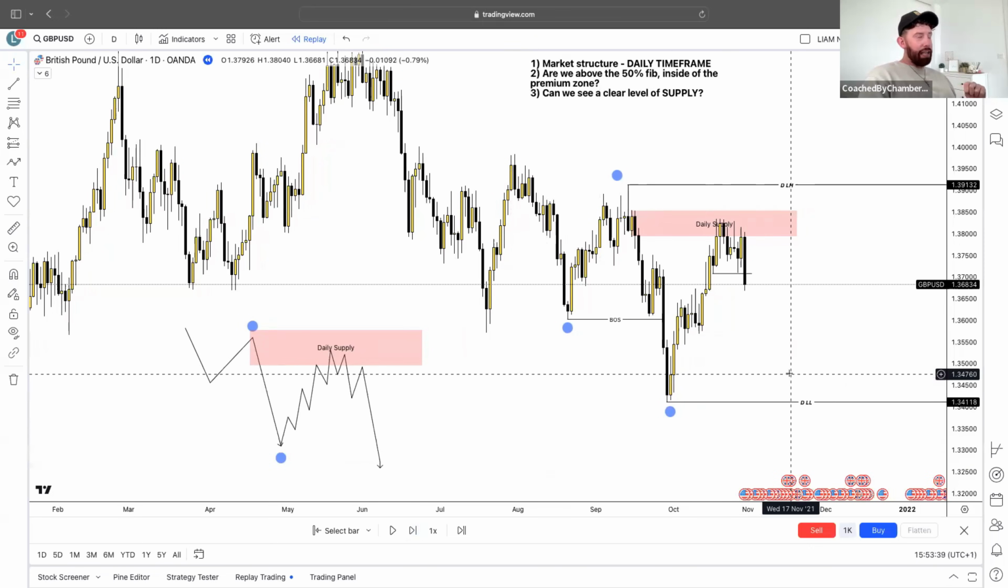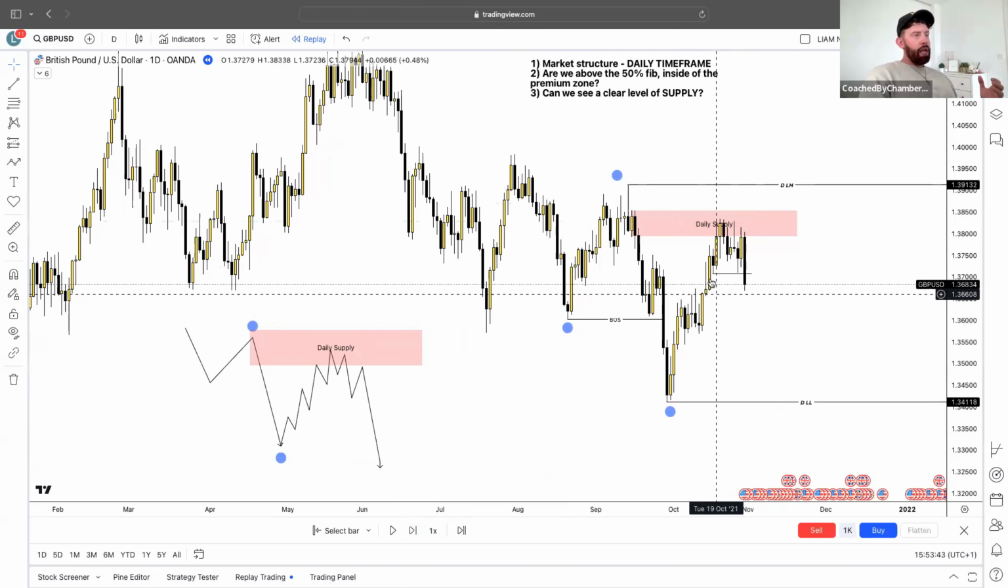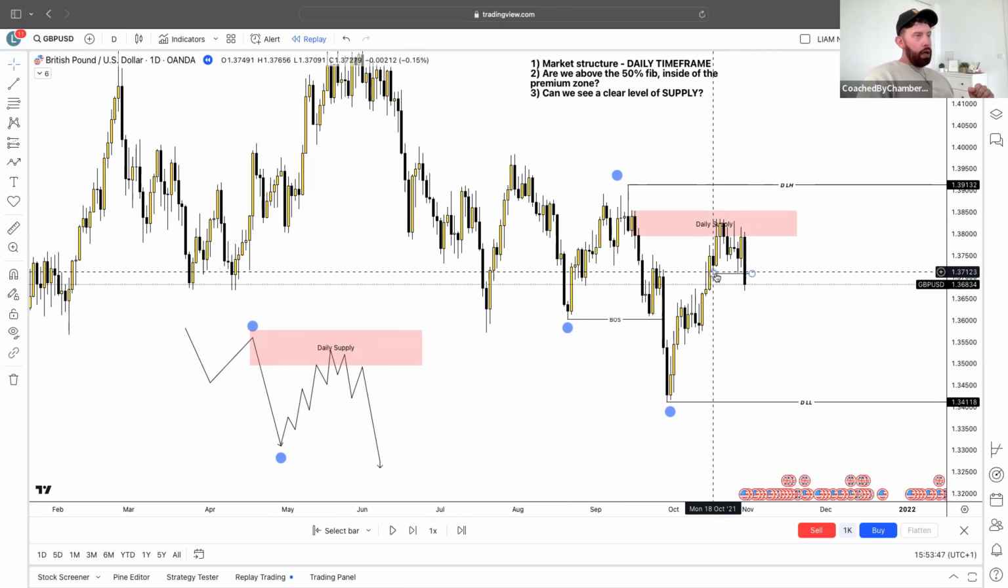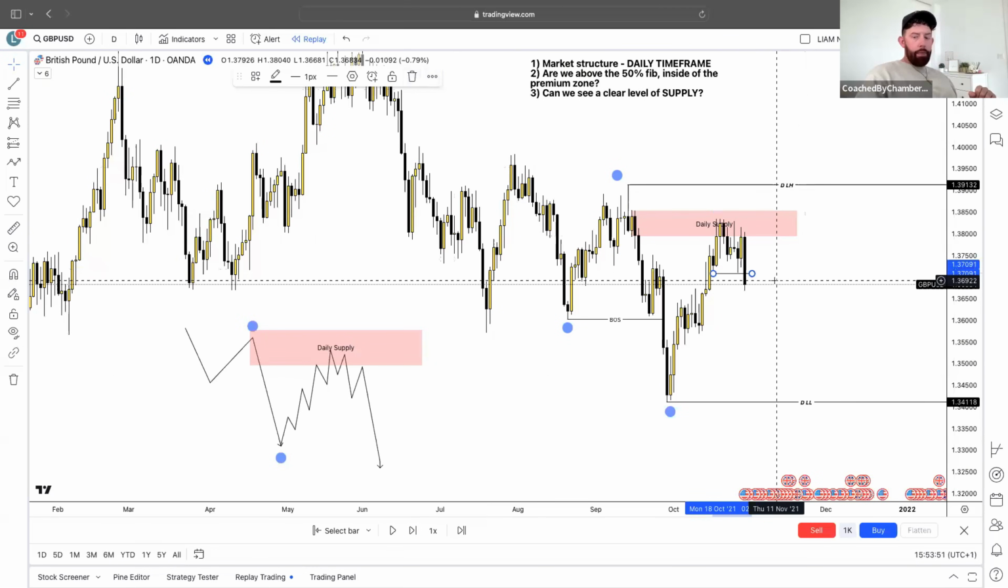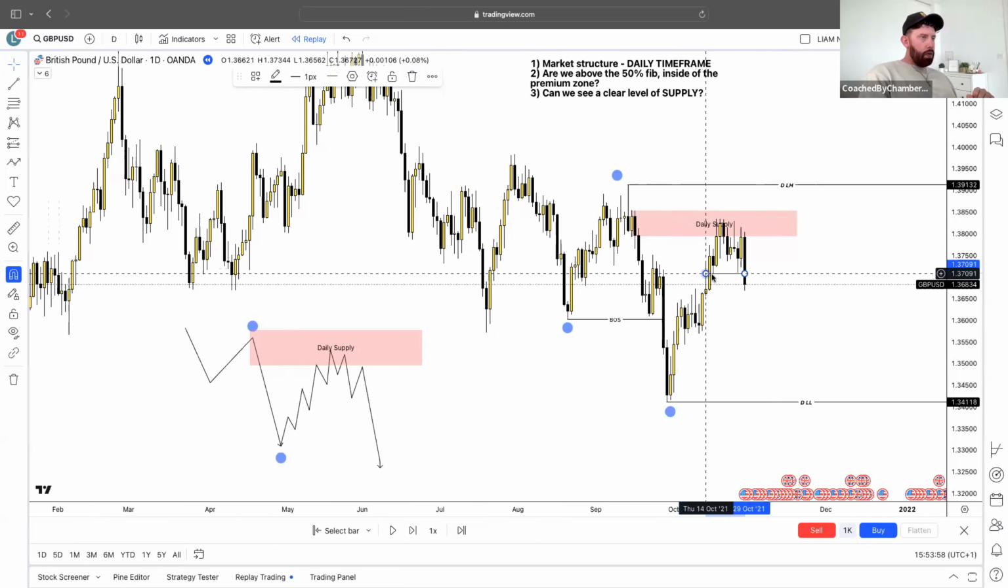So as you guys can clearly see, with patience, we've reacted out of this daily supply and we've broken this 4-hour higher low. And now we have a complete new range. So with that being said, let me just move this here and mark this out.